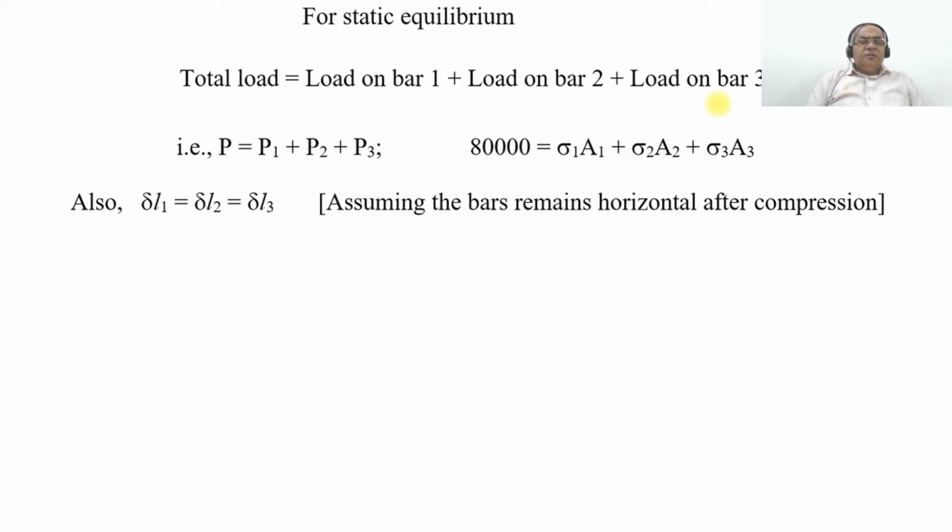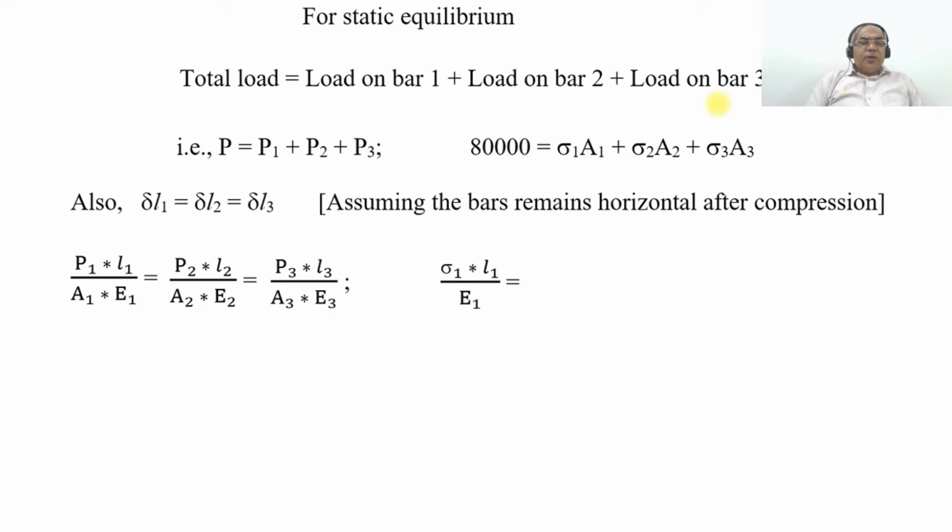So therefore, it will be equal to P1 into L1 by A1 into E1 will be equal to P2 into L2 by A2 into E2, which is equal to P3 into L3 by A3 into E3. Now you substitute the values. So P1 by A1 is nothing but sigma 1 into L1 by E1 will be equal to sigma 2 into L2 by E2, which will be equal to sigma 3 into L3 by E3. So you know the value of sigma 1, L1 and E1 and L2 and E2 and L3 and E3.